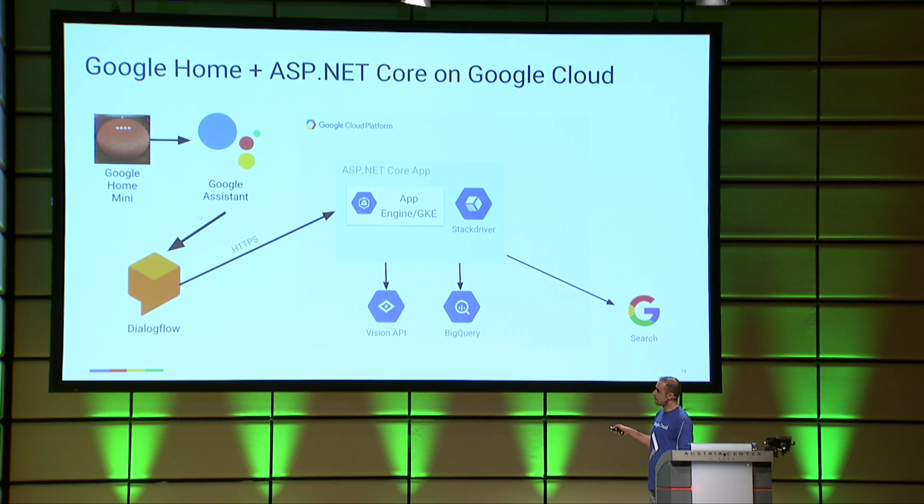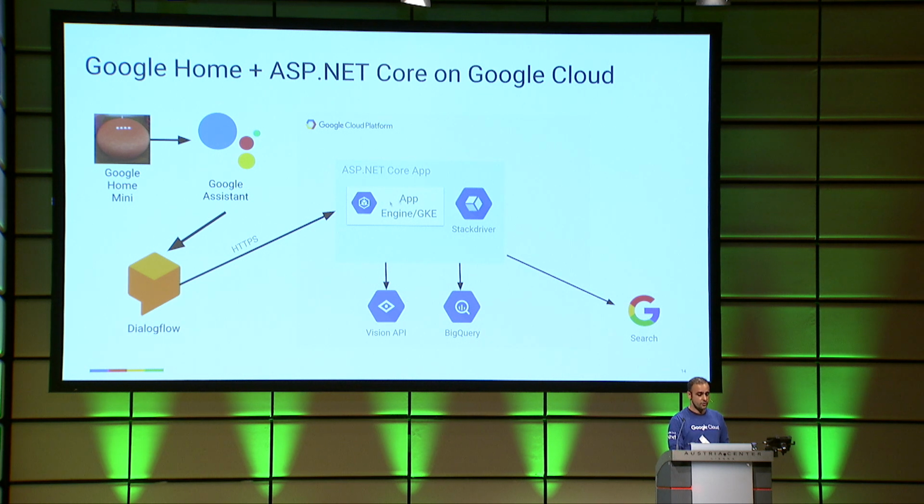So we have the Google Home Mini or my phone talking to Google Assistant, and then Dialogflow is the one managing my Google Assistant application. Once the phrases go through Google Assistant and Dialogflow, Dialogflow will call an endpoint that I have. This endpoint will be over HTTPS, and it will be running in Google Cloud. It's a .NET container, and I deploy it to App Engine, but you can also deploy it on GKE, Google Kubernetes Engine as well.